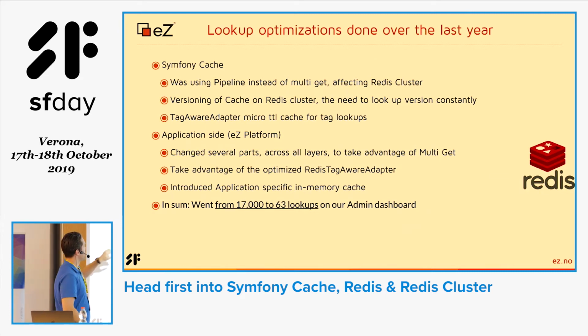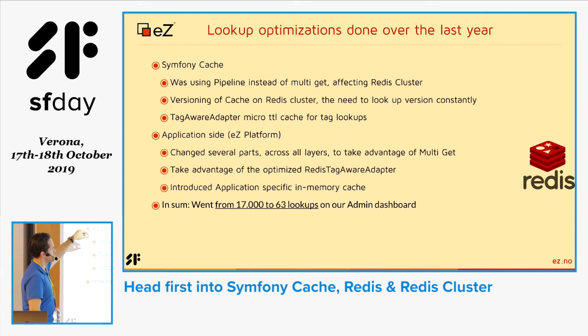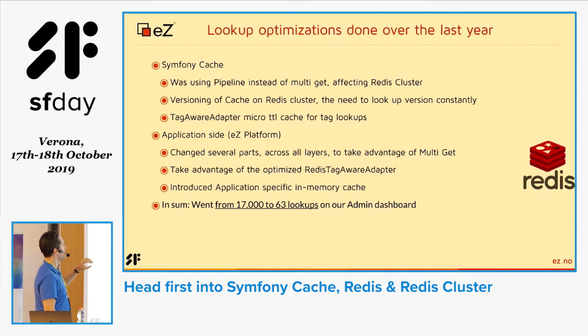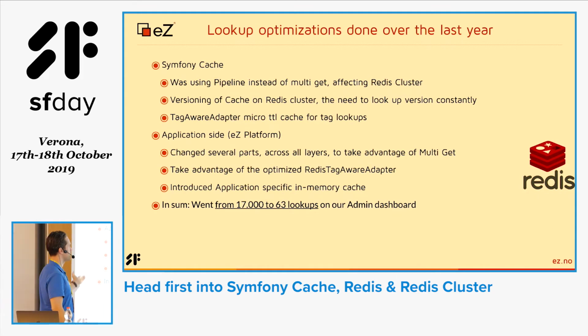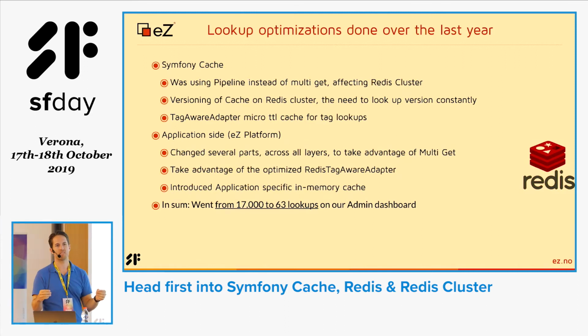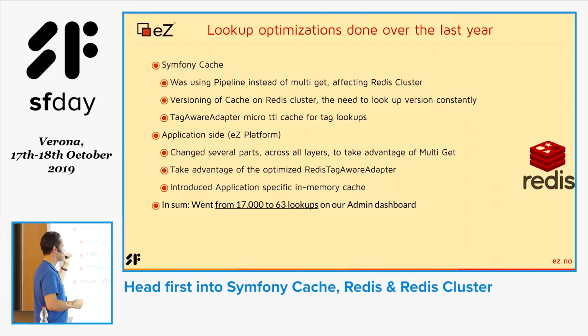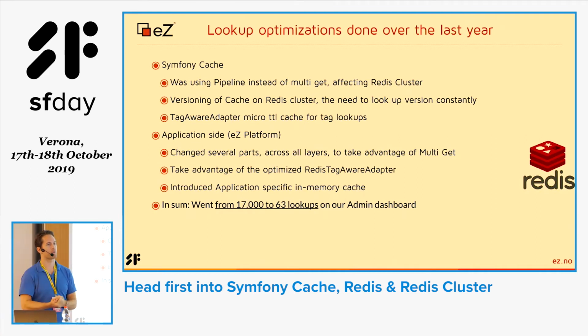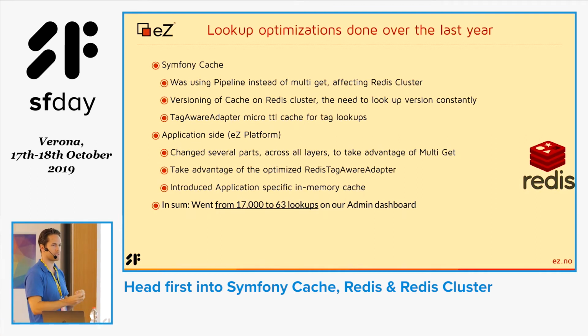Niklas Grekas also improved the TagAware adapter to add some TTL cache for the tag lookups, because they don't often update. On our side, on the application, we exposed a lot of multi-load operations in our API to be able to take advantage of the things in Symfony to do multi-get. On top of that, we also optimized the Redis adapter. And in our case, we also introduced in-memory cache, so basically caching stuff in PHP memory when we see we can have bursts of like 10 items that are frequently loaded. We keep that in memory for 100 milliseconds maybe, because we know that's pretty safe on some entities.